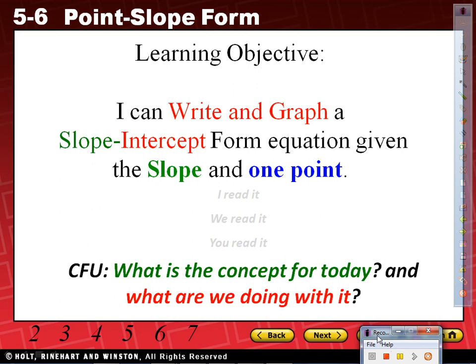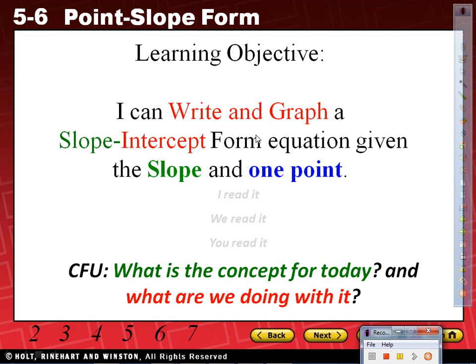Here we go. Today's objective: I can write and graph a slope-intercept form equation given the slope and 1 point. Let's read it together. 1, 2, 3. I can write and graph a slope-intercept form equation given the slope and 1 point.